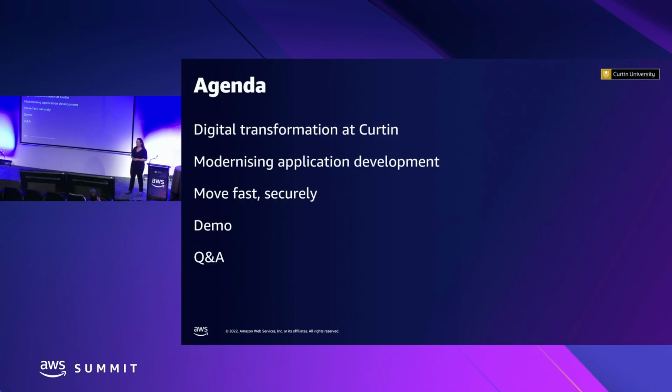So here's what we're going to talk about today. First, I'll set the scene. I'll talk a little bit about the problem we're solving, the reasons that led to Curtin's need to transform, and some of my requirements for the solution. I'll pass you over to James. He'll talk you through the technical solution. There'll be a demo, some time for questions.